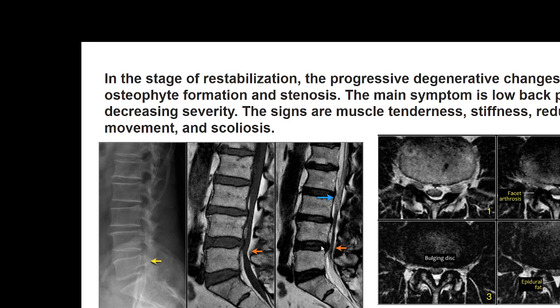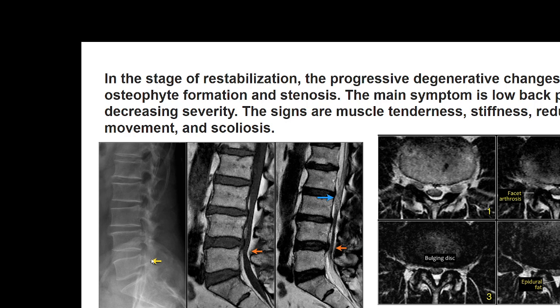Then the stage of restabilization: there will be progressive degenerative changes which result in changes of the vertebral bone structures. There will be osteophytes, and changes in the bones can occur. At this stage, even a plain X-ray can make out the changes very clearly.